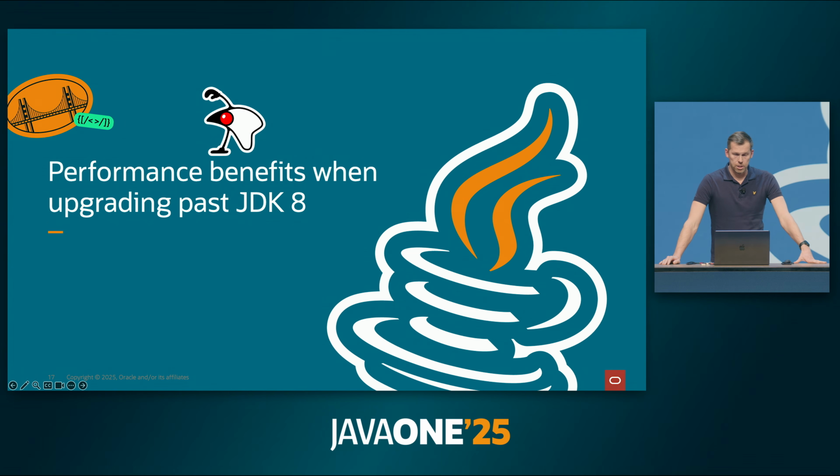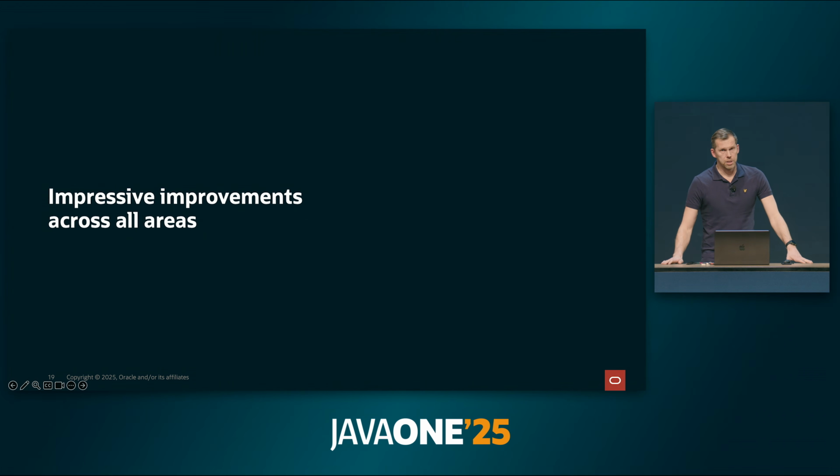JDK 8 was released over 10 years ago, and there have been some really significant additions to the Java platform since then, both in terms of functionality, like the virtual threads introduced by Project Loom, but also in terms of performance. And that's what I'm going to focus on for the rest of this presentation. The performance gains that we do see are not only due to changes in garbage collection, but changes to the whole platform. And we do see impressive improvements across the platform.